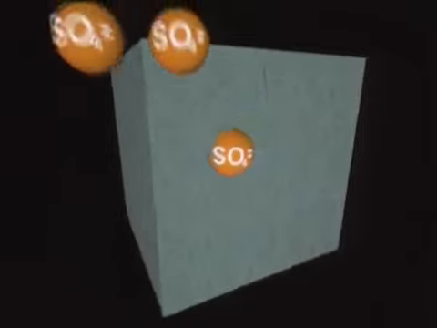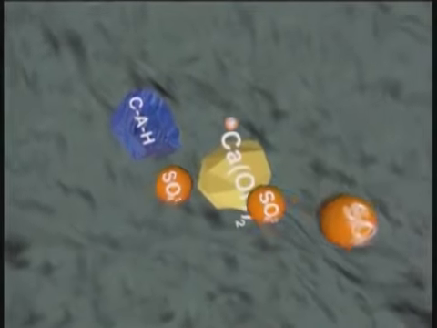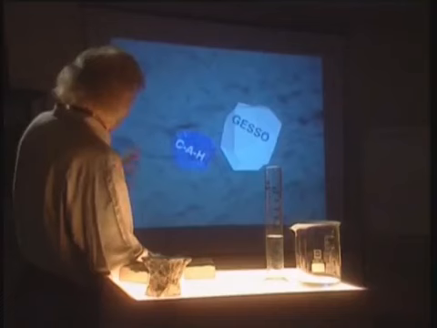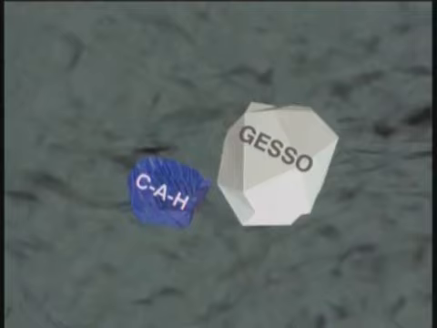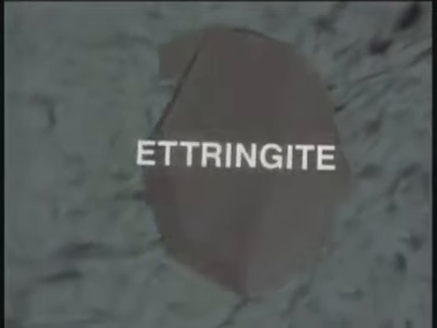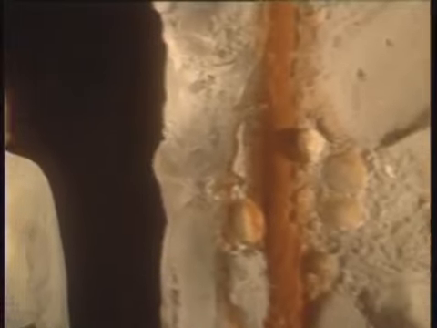Sulfate reacts chemically with the calcium hydroxide present in the concrete mass and transforms it into the more voluminous gypsum. This product reacts in its turn with the hydrous calcium aluminates, here shown as CaH, transforming it into ettringite. This transformation also results in an increase in volume in the material with a disastrous effect on the structure.